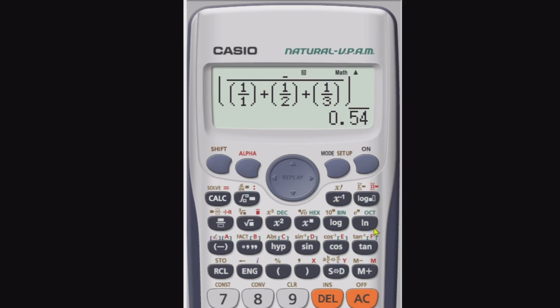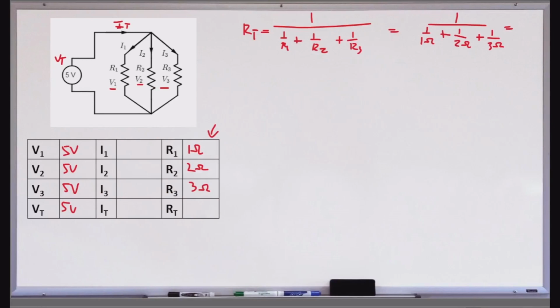So that is 0.54 ohms. That is our total resistance, or the equivalent resistance, 0.54 ohms. Now, look at our chart. We already have the values for V sub t and R sub t. We can now determine our I sub t, as well as the other values here, such as I1, I2, and I3. Let's go first with I sub t.